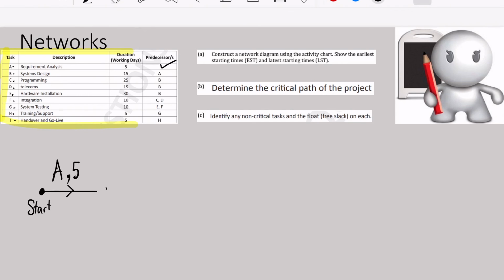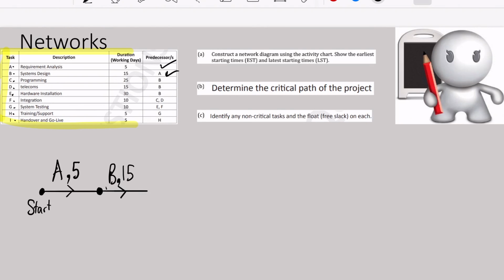Now, activity B, the predecessor for B is activity A. That means I need to finish activity A first. So now I'm going to put my dot, and now I'm going to have activity B flowing out of activity A. Once again, I don't put an end vertex on activity B until I know what flows out of it. Now, how long is activity B? Well, it's 15 working days. So far on this network diagram, I've done activity A and activity B.